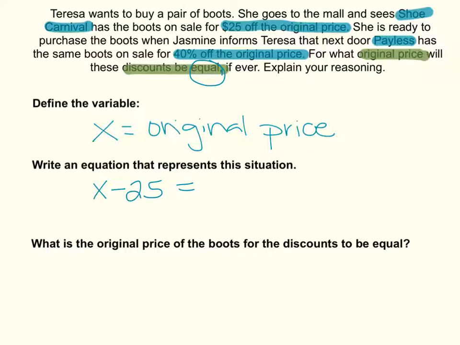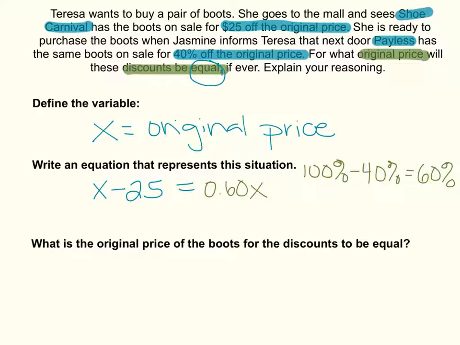Okay, when I'm talking about Payless, Payless here is 40% off the original price. So if your original price represents 100% and you're getting 40% off of the 100%, you're left with 60% that Teresa will have to pay. Okay, 60% of the original price. So here that's going to be 0.60 times the original price. All right, so now that we have our equation set up, all we really have to do is solve it.